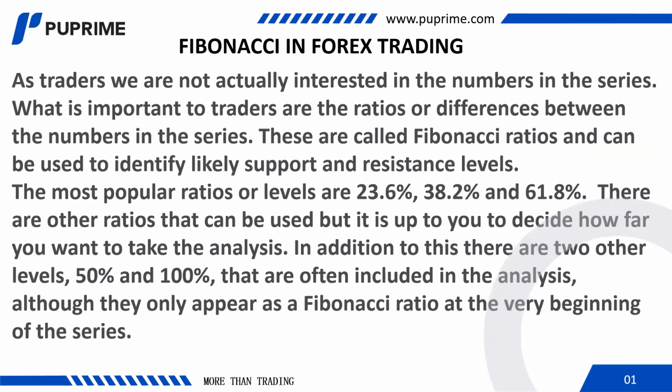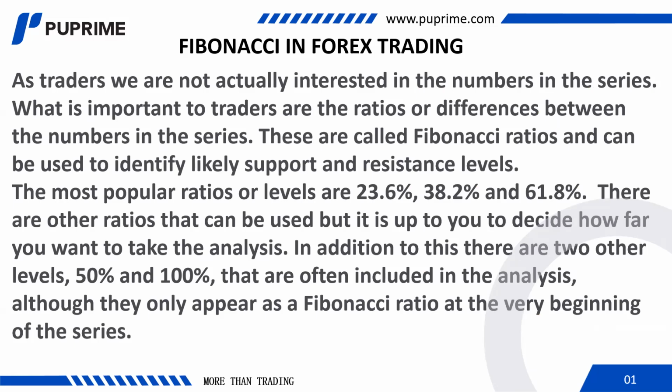So how do we use Fibonacci in trading? As traders, we are not actually interested in the numbers in the series. What is more important is the ratio between these numbers. These are called Fibonacci ratios, and you can use them as support and resistance levels, meaning these are very important levels that you need to take note of. The most popular of these ratios are 23.6, 38.2, and 61.8.